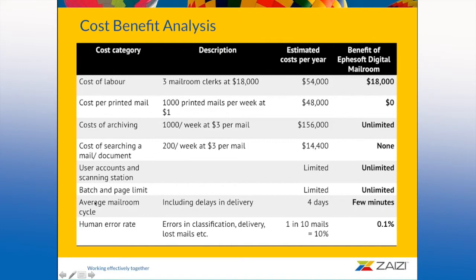The average mailroom cycle is usually around 4 to 5 days, but as you saw in the demonstration, it only took a few minutes to process an entire batch of mail. The human error rate is also reduced to 0.1%. Since there is some intervention in the review and validation stage, you can't say 0%. There could be an error at that point, but that can also be eliminated if all your mails are processed in the mailroom.